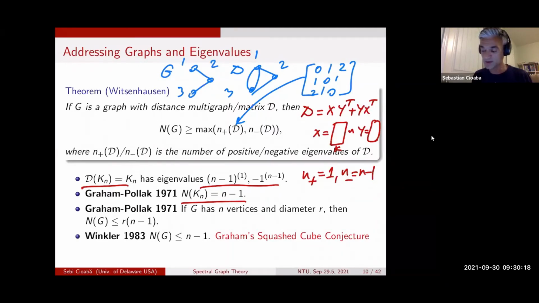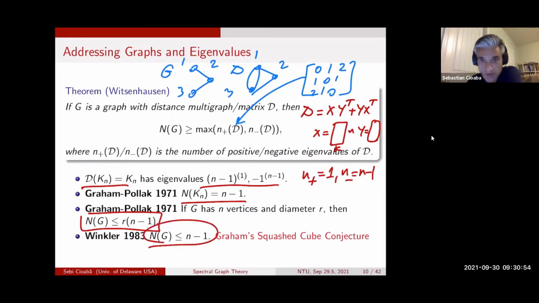Now, around the same time when they proved this result, in the same paper actually, Graham and Pollack proved this upper bound for the n of g. It's a general upper bound that the length of the addressing is at most the diameter times n minus 1. And later, Ron Graham conjectured that the upper bound can be improved to n minus 1. That was proved by Peter Winkler in 1983. This is called the Graham squashed cube conjecture.